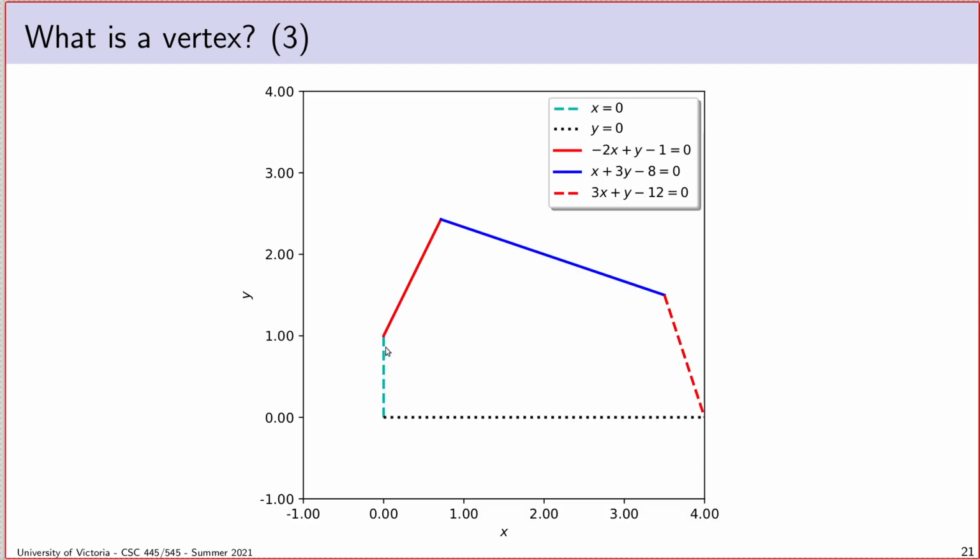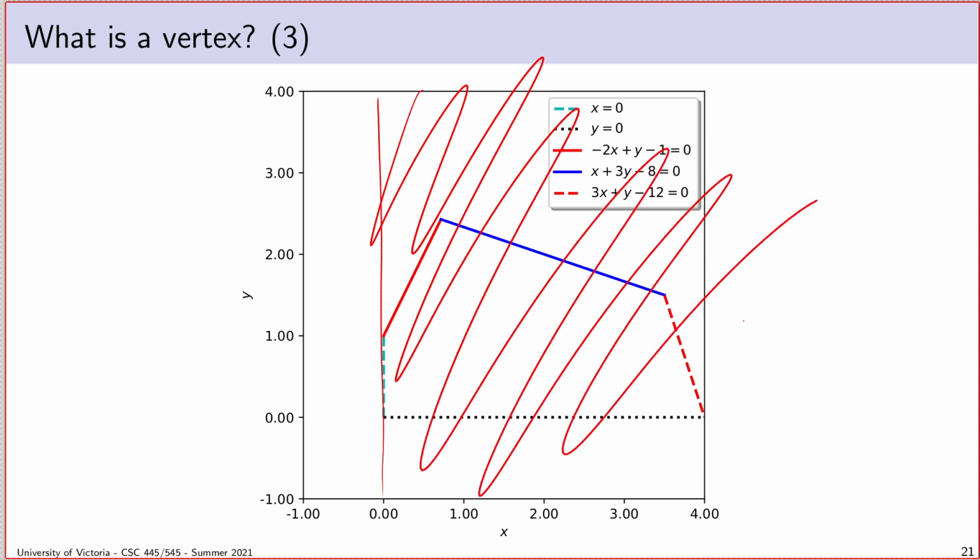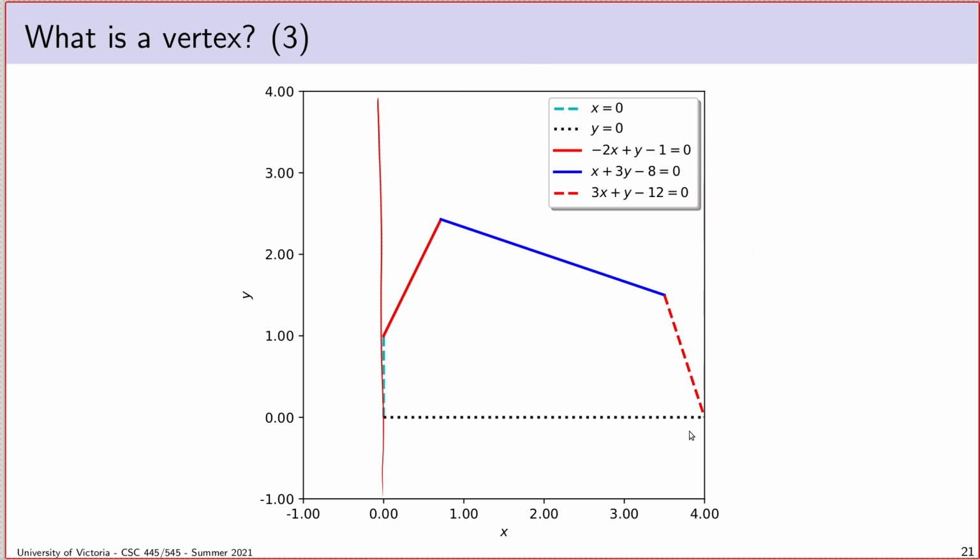So the line segments themselves are places where the constraint is met at equality. So the half space for x greater than or equal to 0 is everything on this side of the line. And that means the line itself will be where that inequality is met at equality. So x equals 0. Similarly, I've got y equals 0 down here.